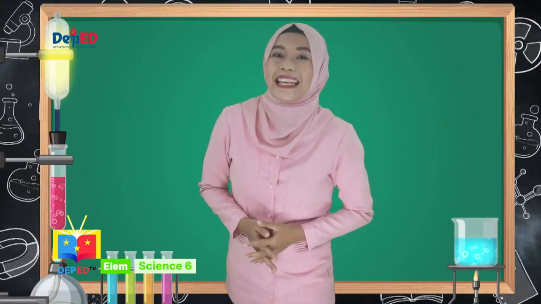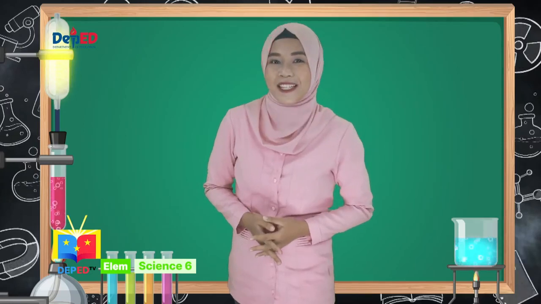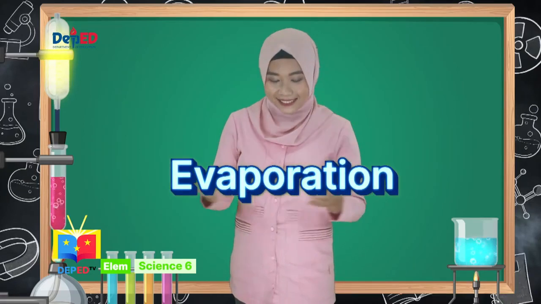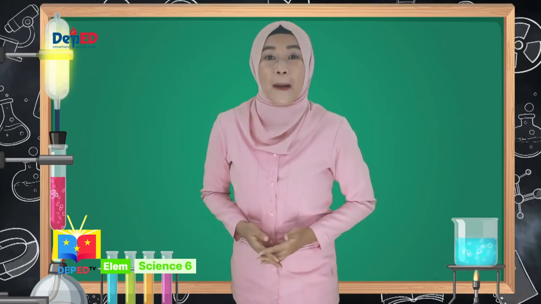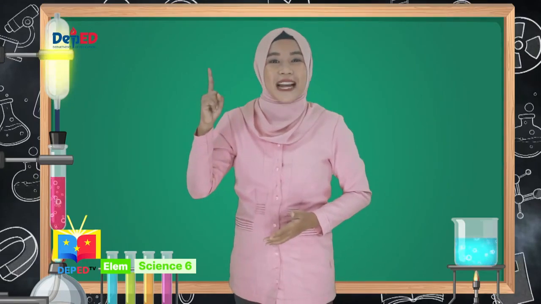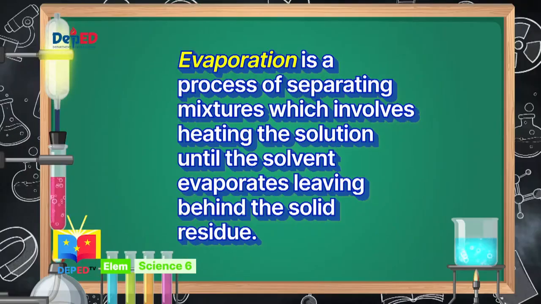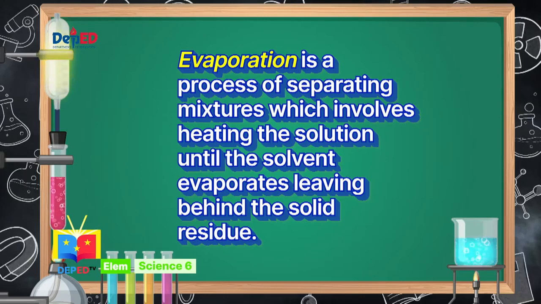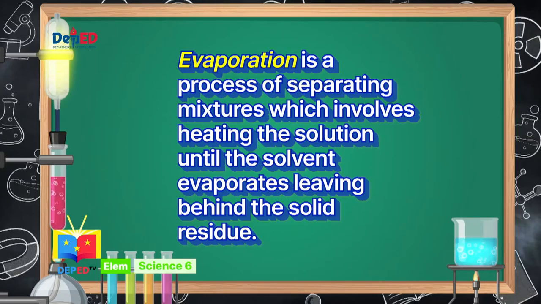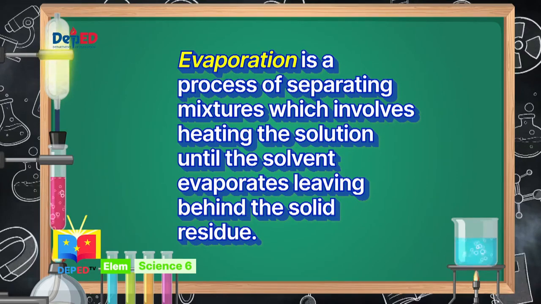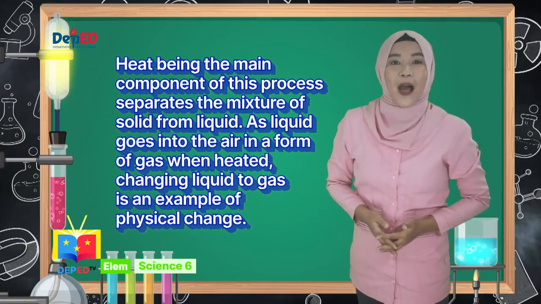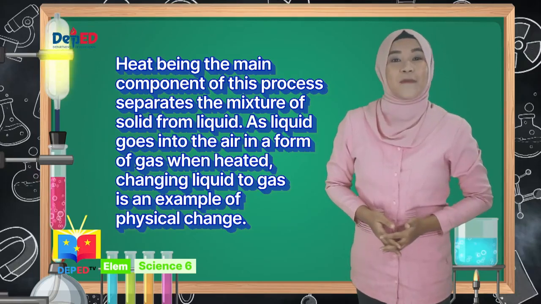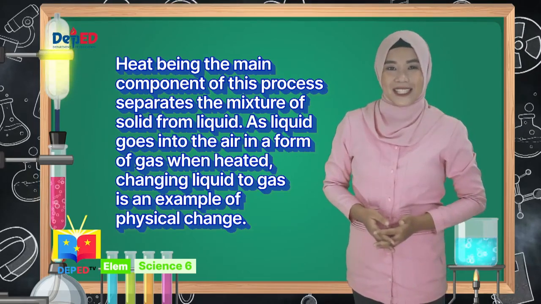Soluble solids can be separated from a liquid through the process of evaporation. A common example of this is when you want to get salt from seawater. Evaporation is a process of separating mixtures which involves heating the solution until the solvent evaporates, leaving behind the solid residue. Heat, being the main component of this process, separates the mixture of solid from liquid.